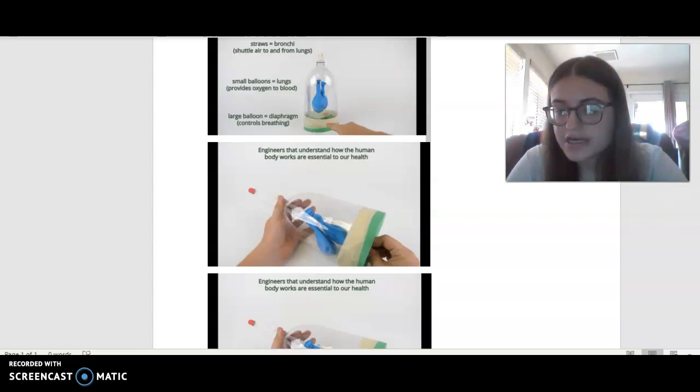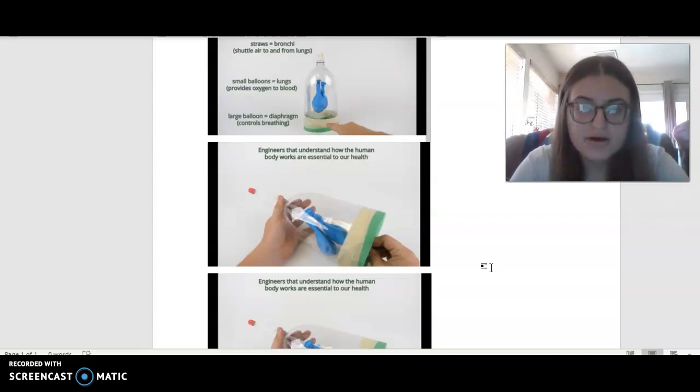During expiration, the diaphragm is relaxed and the volume of the thoracic cavity decreases while the pressure within it is increasing. As a result, the lungs contract and air is forced out.